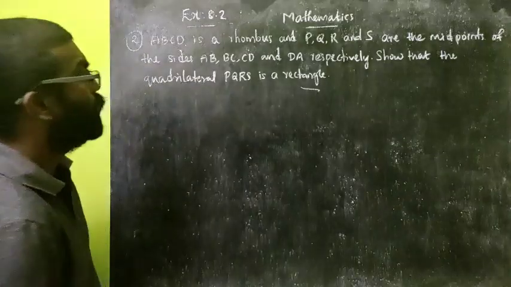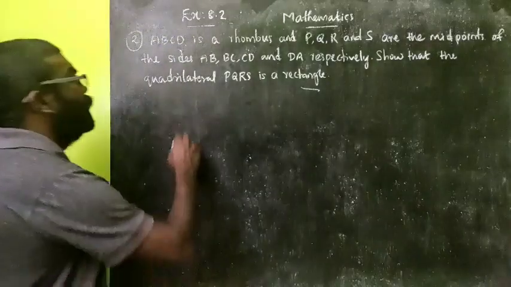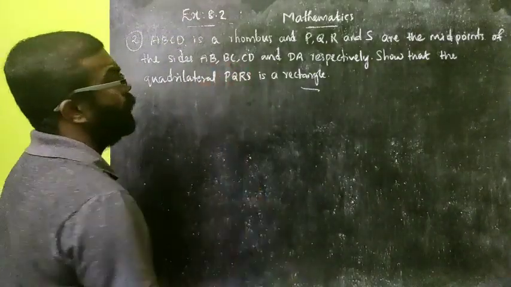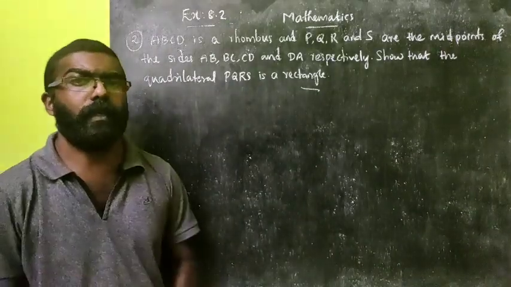Here ABCD is a rhombus and P, Q, R and S are the midpoints of the sides AB, BC, CD and DA respectively. Show that the quadrilateral PQRS is a rectangle.